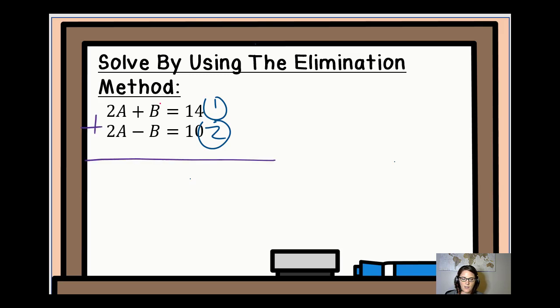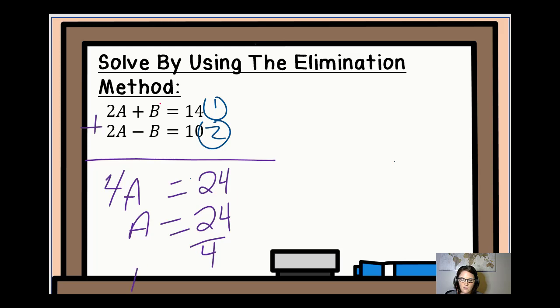And so I can go ahead and just do that right here. I don't have to do any rewriting or anything. So I could actually also get rid of the a's if I wanted, so it doesn't really matter. So if I add this, I have 4a, and then positive b plus negative b is 0b equals 24. So a equals 24 divided by 4. So a equals 6. Okay, so next we're going to sub a equals 6 into either equation 1 or 2.